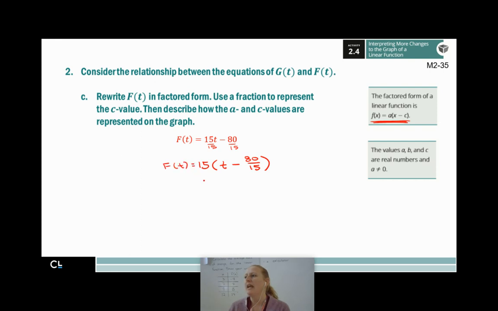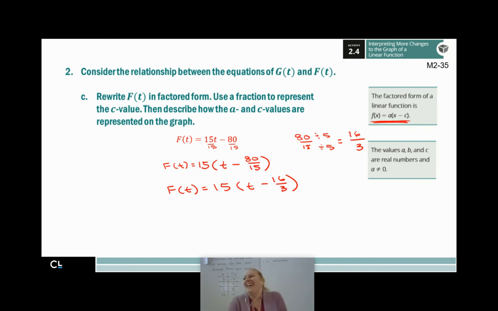Now, the one thing I am going to say is that we can simplify this. You can simplify 80 over 15 because I know that both of those are divisible by 5. So I'm going to grab my calculator real quick. 80 divided by 5 gives me 16. And of course, 15 divided by 5 is 3. So I'm just going to simplify it a little bit and look at that. Now, I am in factored form.